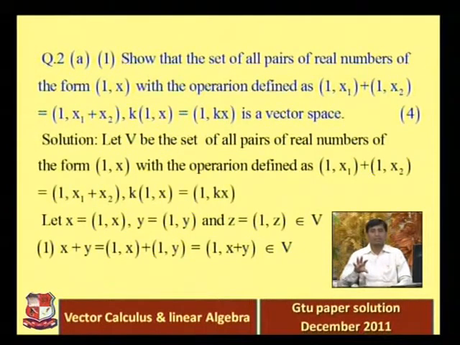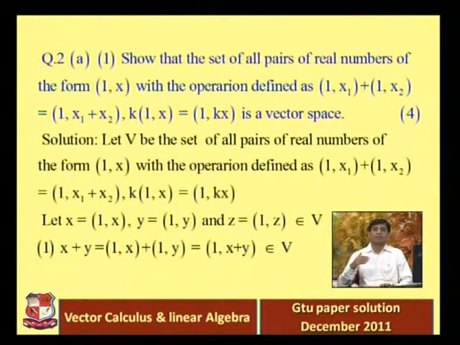The answer is already given in the question, that we have to prove that the given set is a vector space. Now what is the definition of a vector space? There are 10 conditions. 5 conditions are for addition and 5 conditions are for scalar multiplication. Let me just recall those 10 conditions. The first condition for addition is closure. That means for u, v belonging to the set V, u plus v should belong to V.